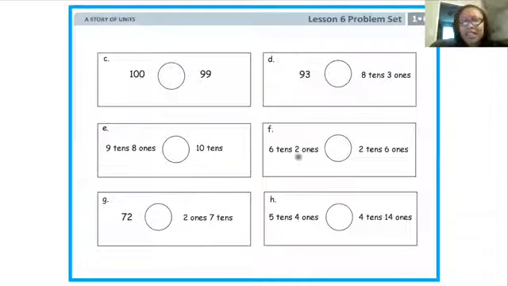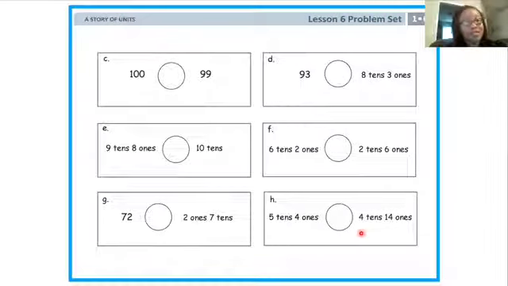6 10s, 2 1s, 2 1s, 6 10s. Oh no, what do we do? We cover the ones place. Once you cover the ones place, you'll see 6 10s is greater than 2 10s. But don't be tricked. We have problems where the ones place is more than 10. That means we have a lot of ones and we need to bring over another 10.